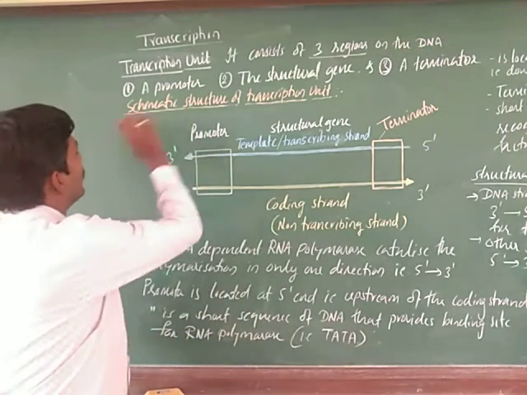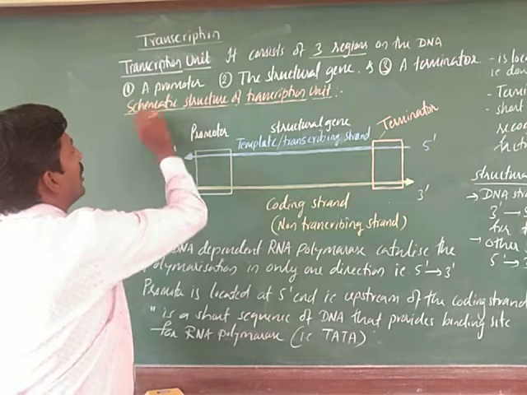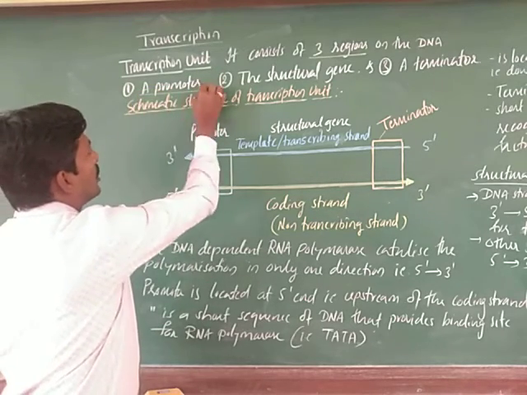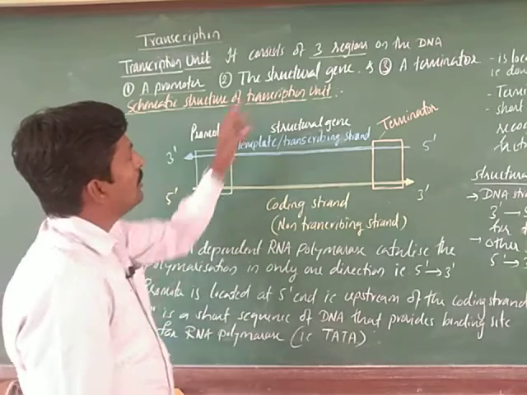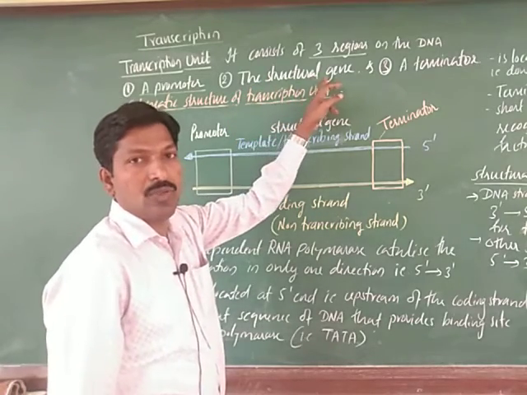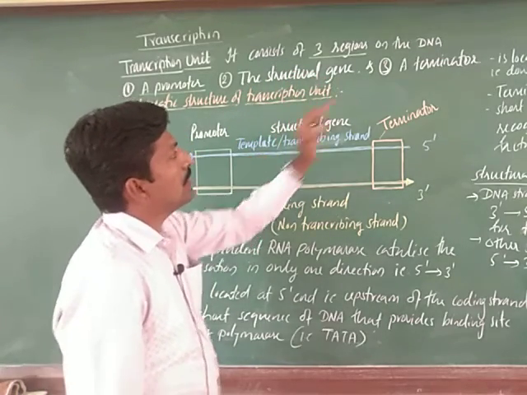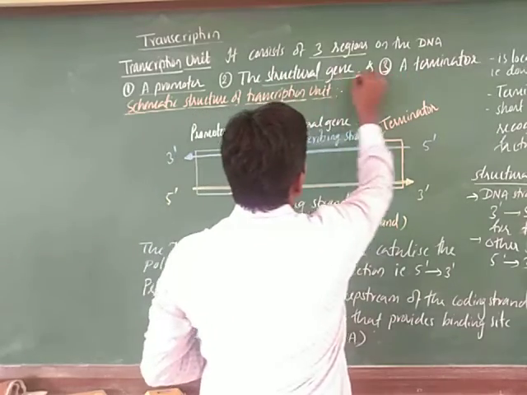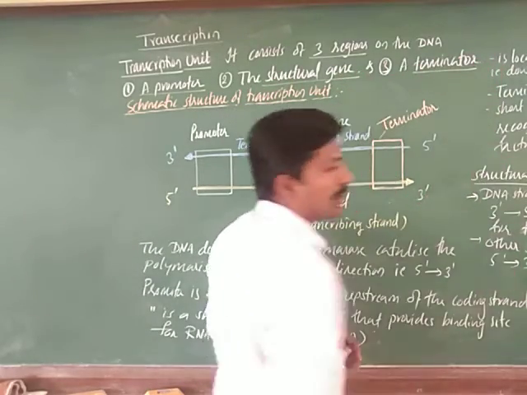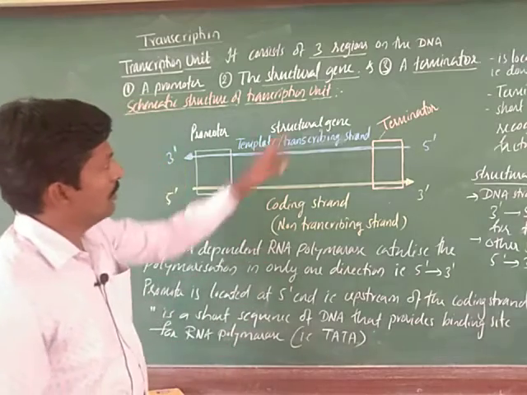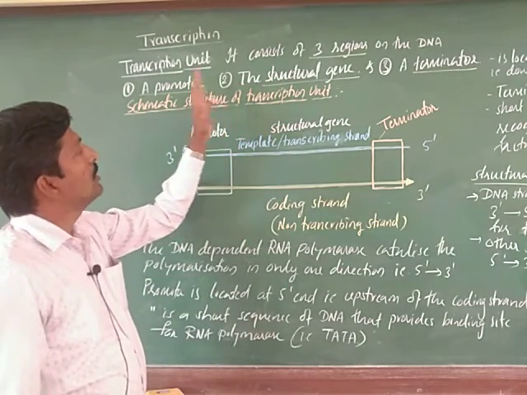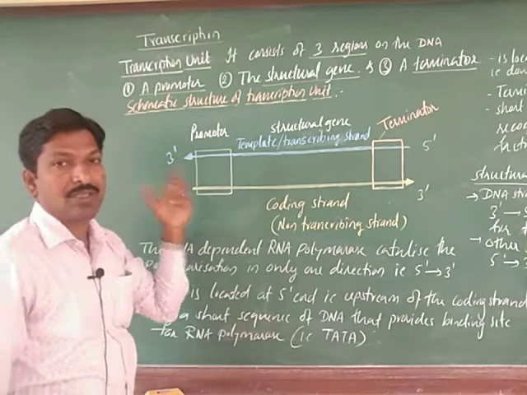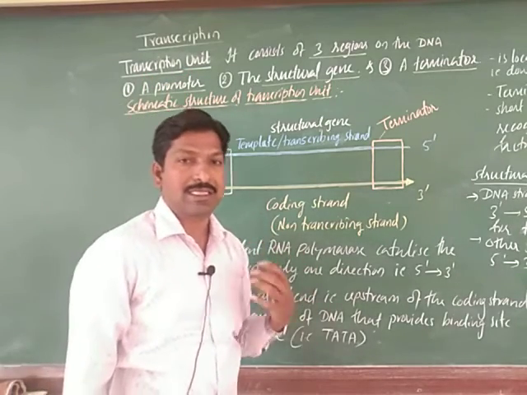So, the transcription unit has 3 regions. The first one is a promoter, the next is the structural gene, and then a terminator. These are the 3 regions which we observed on the DNA, called a transcription unit. All are involved in the transcription process.